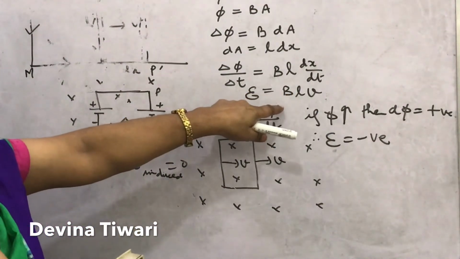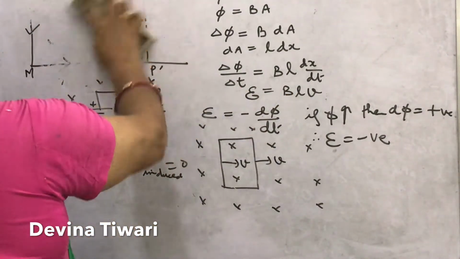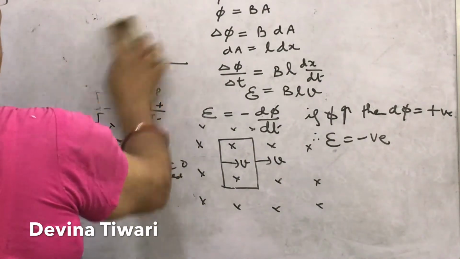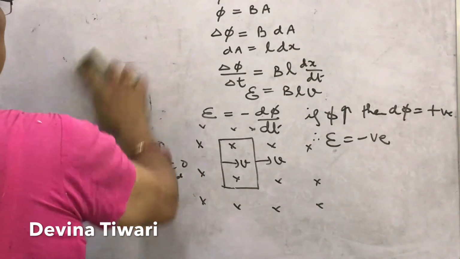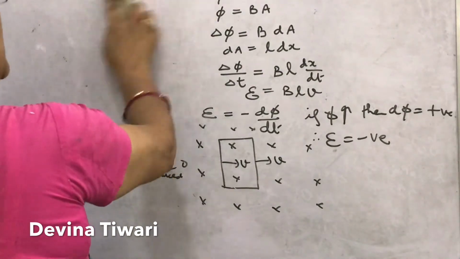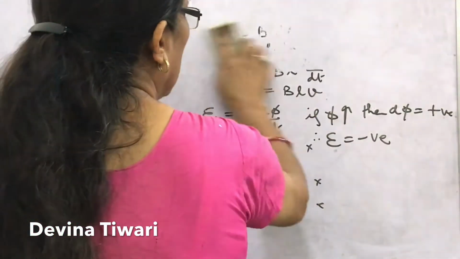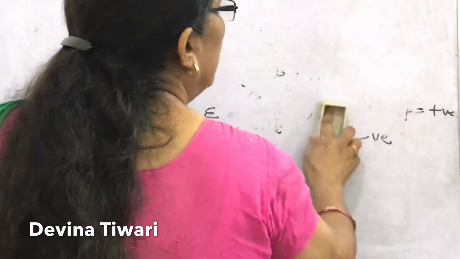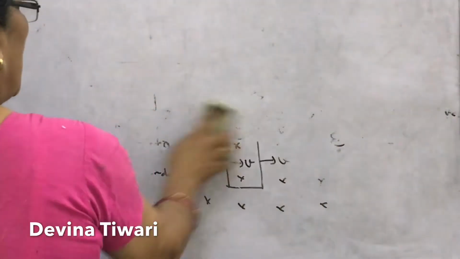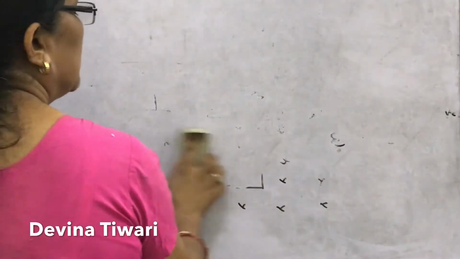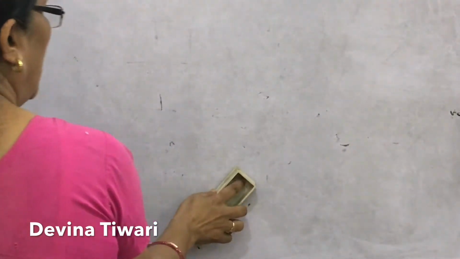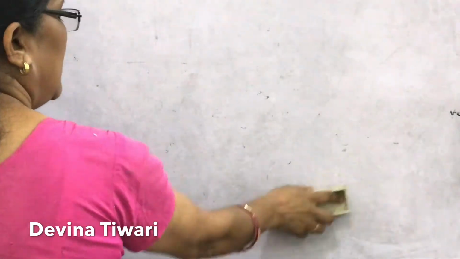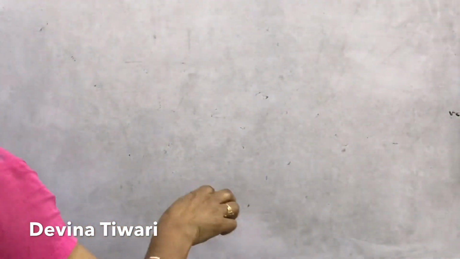So, in these two cases, we have seen that B, V and L all are perpendicular. So the maximum EMF, that is motional EMF, is maximum when a conducting rod is made to move in the magnetic field perpendicular to the magnetic field, and all three, B, L, V, are perpendicular.